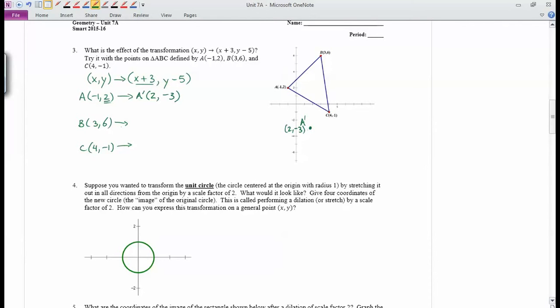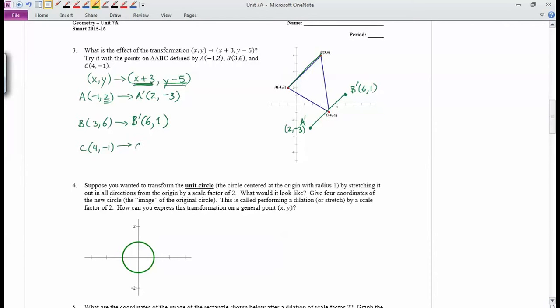Okay, if I do the same thing with 3, 6, if I plug in the 3 for the x up here, then I'm going to get 6. So B prime will be at 6. And if I plug in the 6 for y, I'm going to get 6 minus 5 is 1. So this is at 6, 1. So B prime is at 6, 1. By the way, AB turns into A prime B prime. So any point on this line moves to that new green segment there.